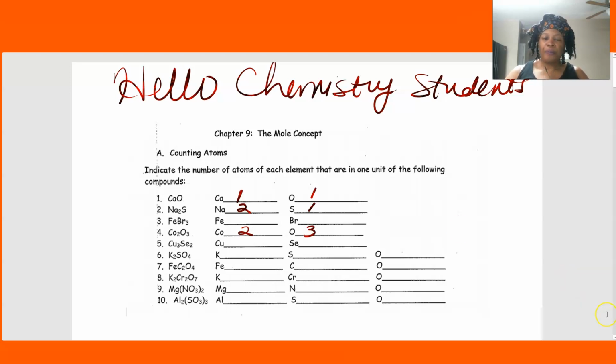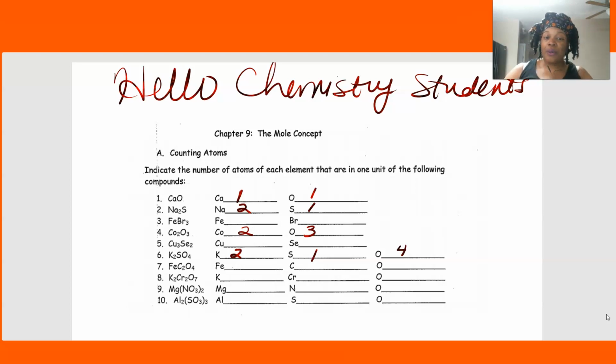Okay, so let's keep going. Let's get number 6. I've got K2SO4. I've got 2 potassiums, 1 sulfur, and 4 oxygens. So you see how easy this is? All you're doing, guys and gents and ladies, is using the subscripts.